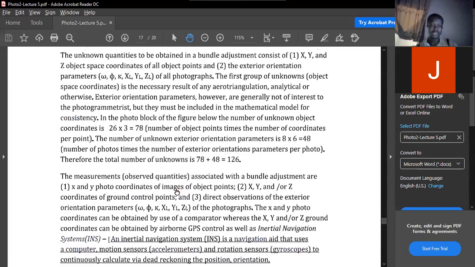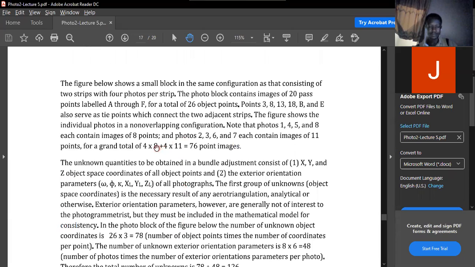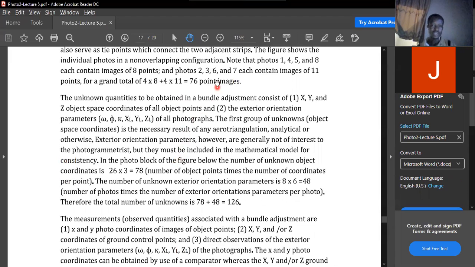8 is actually the 6 photo images. Are you okay? The 6 pass points plus 2 controls. That gives us 8. 2 controls plus 9 photo images for the center image photos. Are you okay? Now we get 76 point images. What it means is that point images are not really on the ground. It's just one object, but on the photos they are appearing so many times. So we have more of it. That's why we're having so many of them.